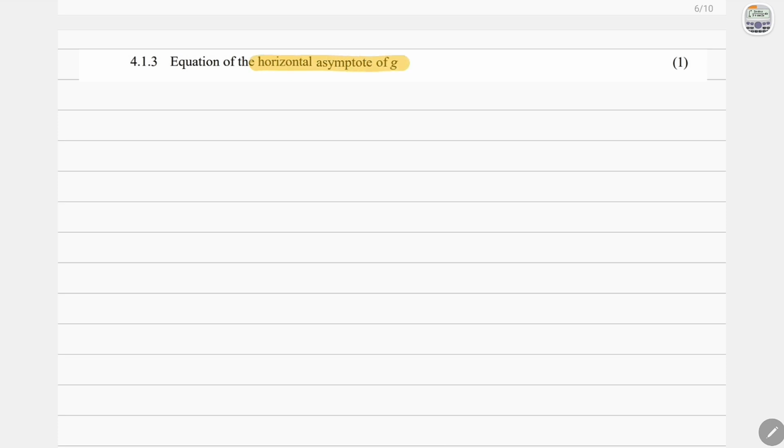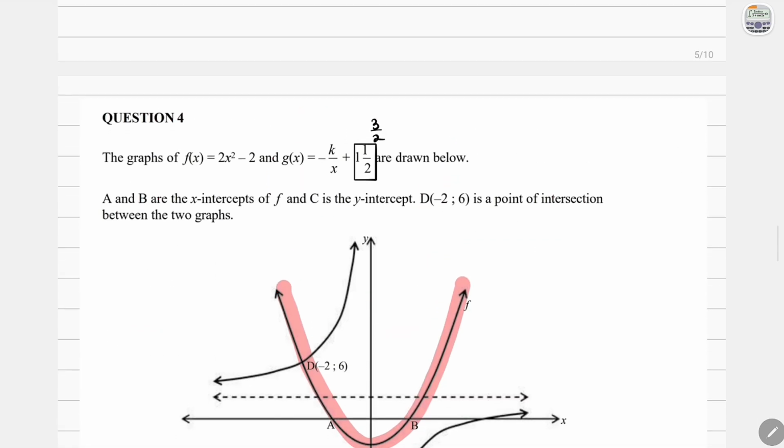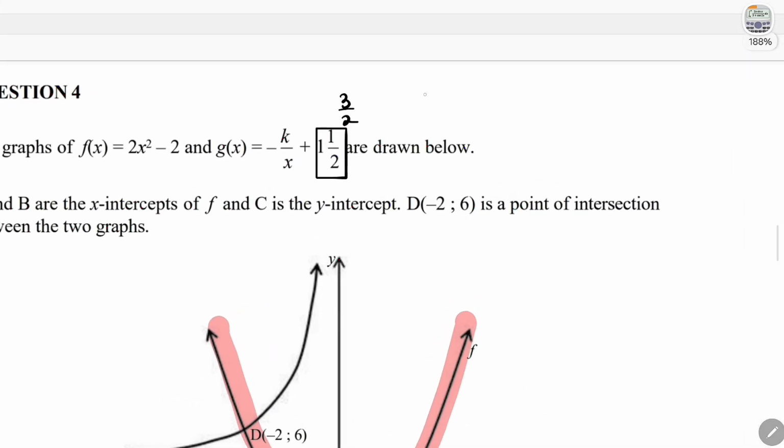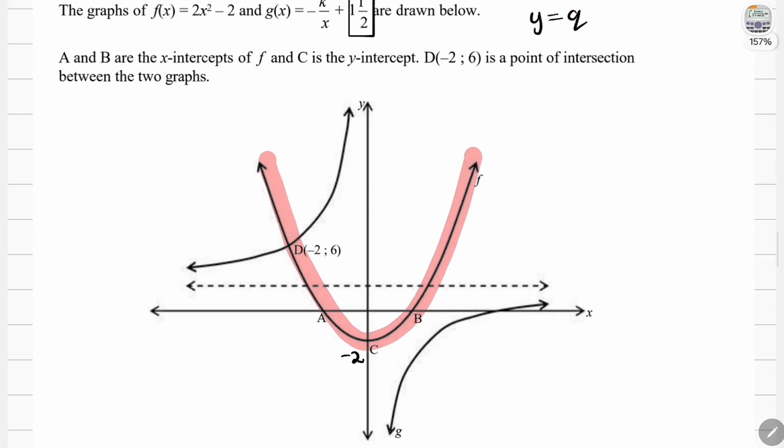The horizontal asymptote. So with the horizontal asymptote of g, the hyperbola, remember that the hyperbola's general form is y equals a over x and then plus q. This is the value of your horizontal asymptote. The equation of it is always y equals whatever that q value is. Okay, it is a horizontal line. That's why it's called y equals. So it's a line that passes one particular y value on the y-axis.